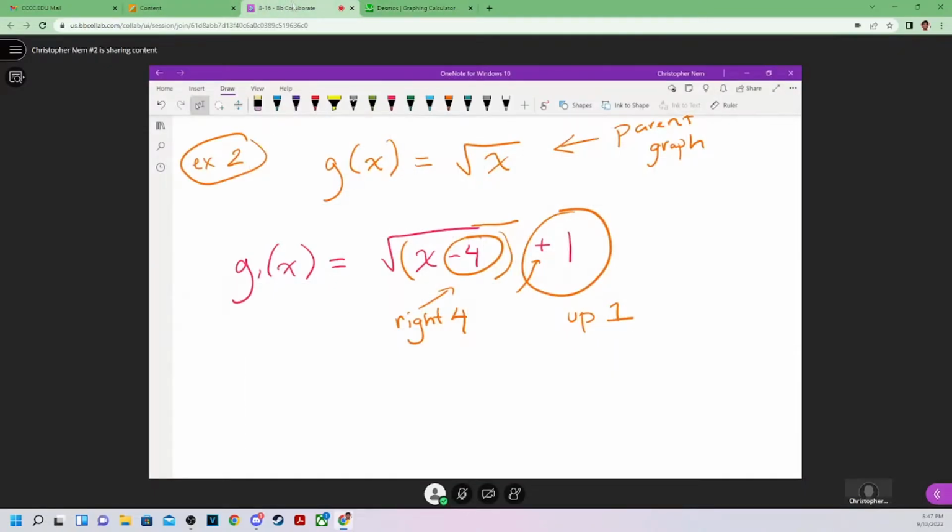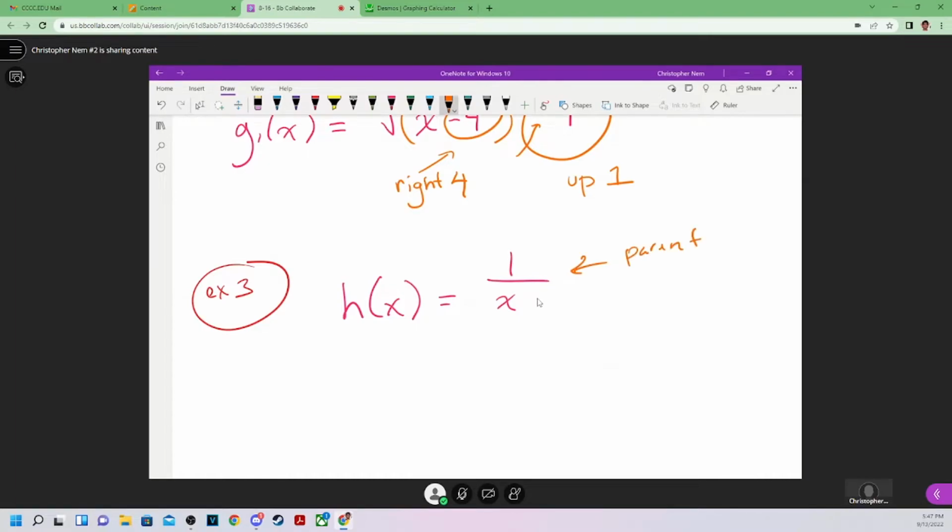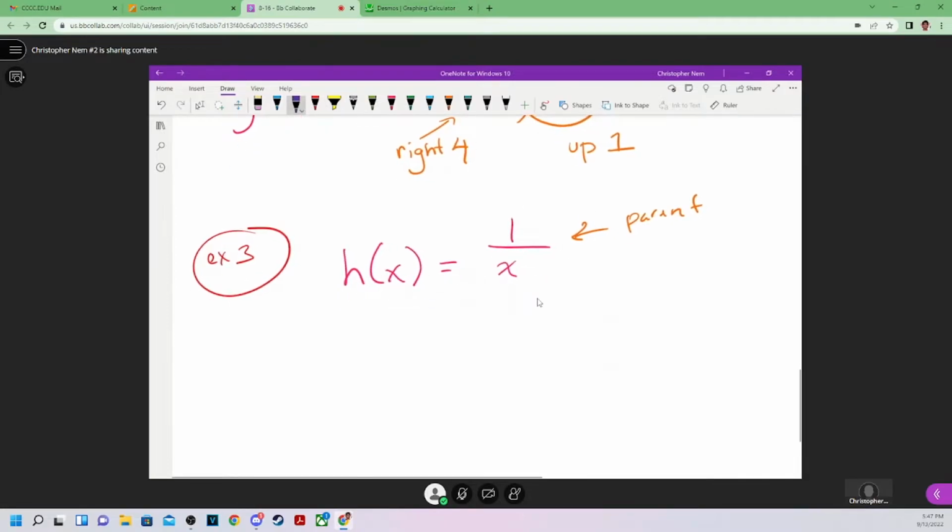Now, we got the last example. Example number 3. Let's take h of x to be our parent function. And this time, h of x is equal to 1 over x. This is the reciprocal function. Well, let's take this to be the parent. And then instead now, we're going to work with h, with a subscript 1 to represent the other function that's being transformed. Let's let this be 1 over x plus 2, minus 6.